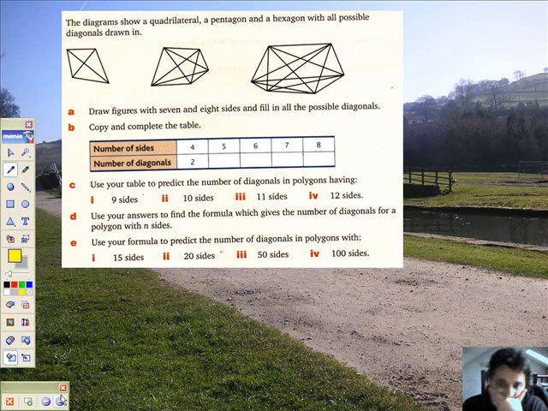Horrific. It's so horrific I tried to work it out first, and I finally arrived at an answer. I'm not going to do all of it because it's way too long. I just want to show some principles here. Diagrams show a quadrilateral, pentagon, and hexagon, all with the possible diagonals drawn in.